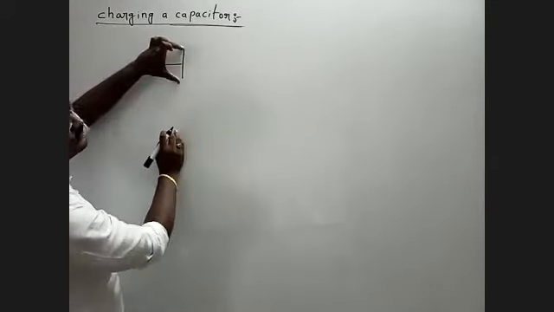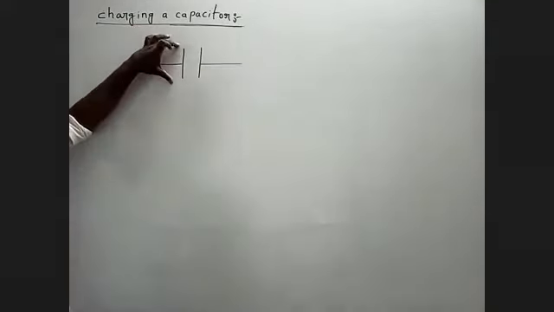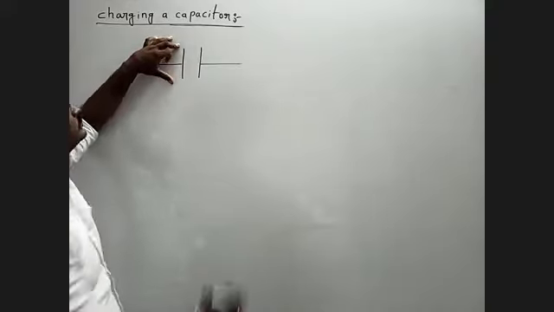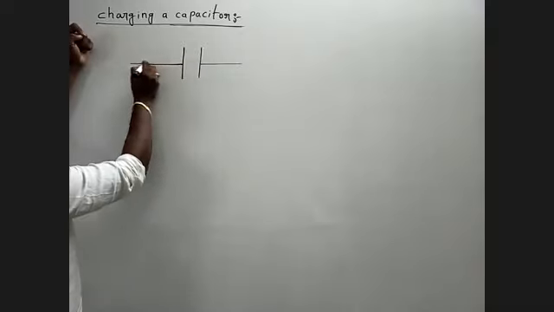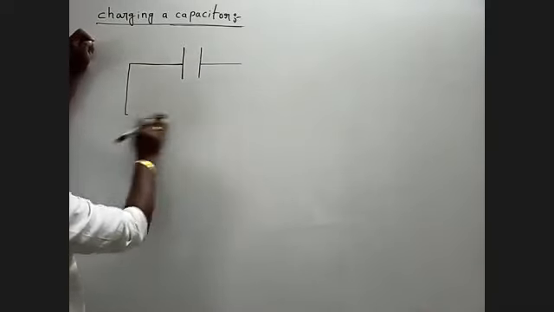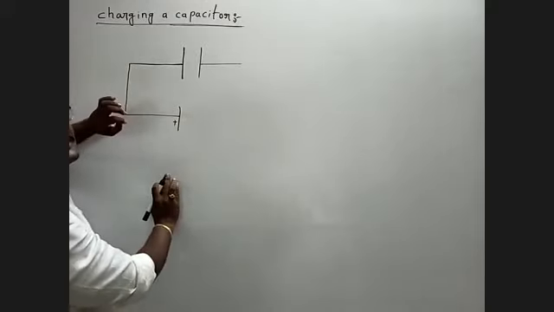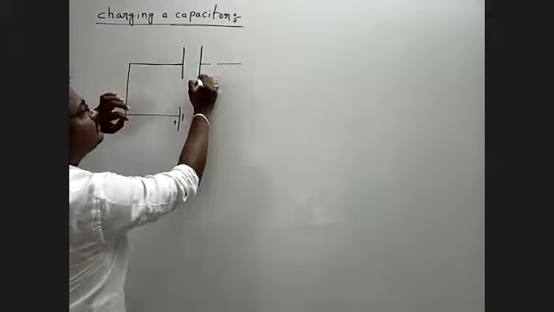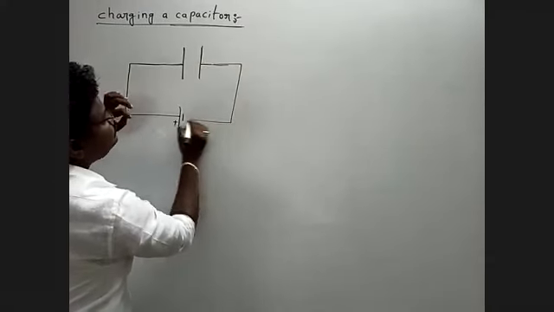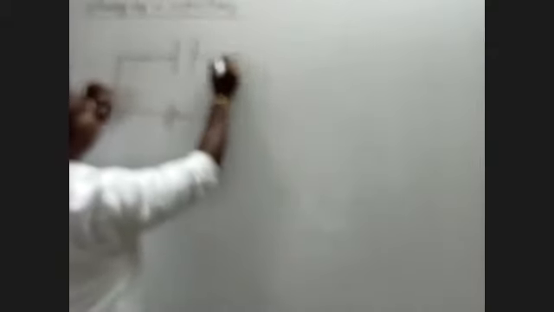This is the first plate, and this is the second plate. This is a parallel plate capacitor. The first plate connects to the positive terminal of the cell, and the second plate connects to the negative terminal of the cell, connected through a switch.